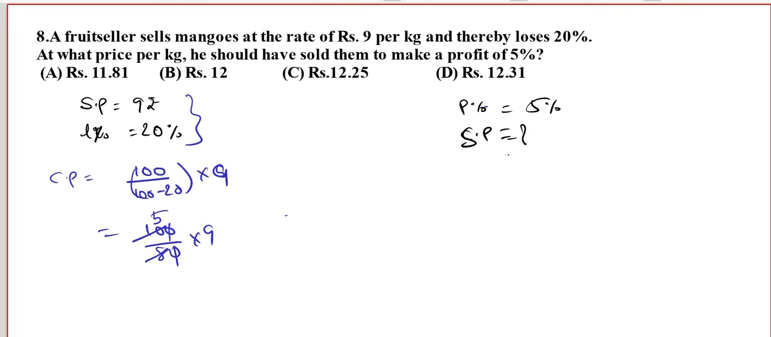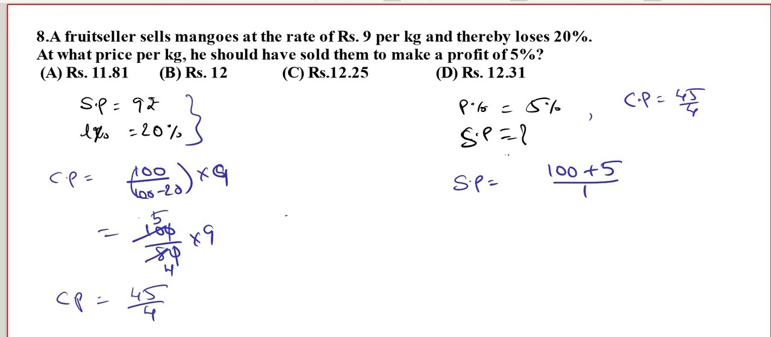This is 5/4, so cost price is what? 45/4. We will get the cost price. So here we know the profit percentage, and the cost price is 45/4. We need to find the selling price. The selling price is obtained by (100 plus profit percentage, that is 5) by 100 into cost price, which is 45/4. This is 105/100 into 45/4.